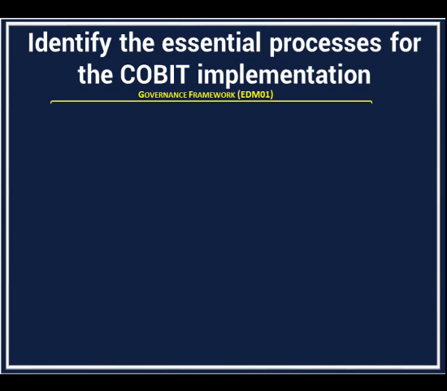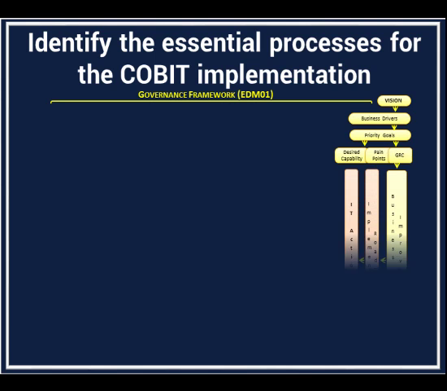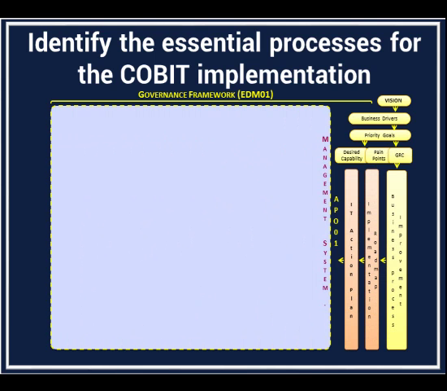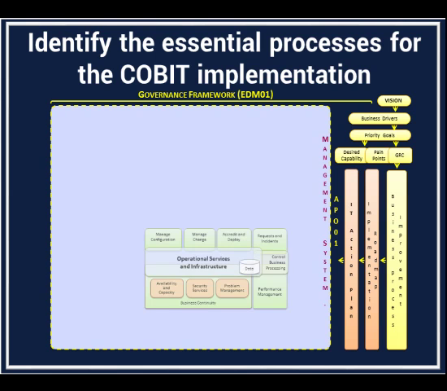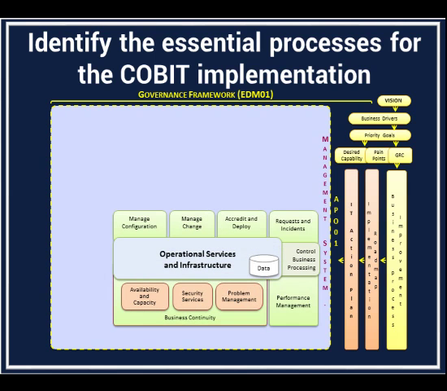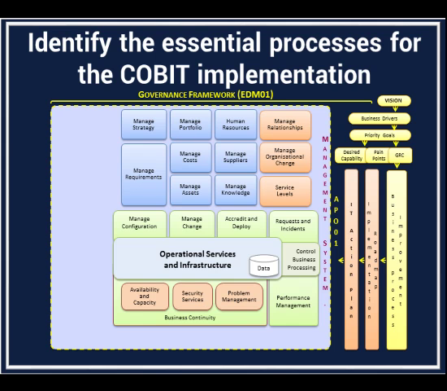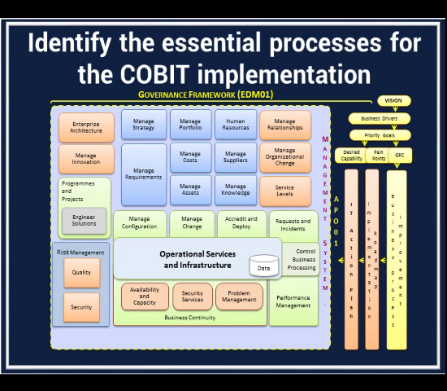Before the COBIT implementation can commence, it's necessary to identify the essential processes that will be within scope. These could be the governance processes, the management system process, operational processes, management processes, design and development processes, risk management, or internal control and compliance processes.